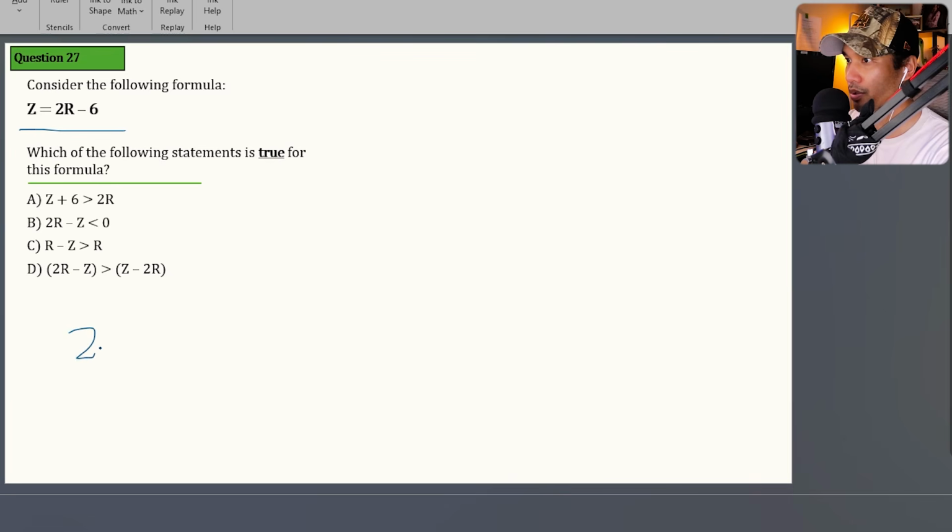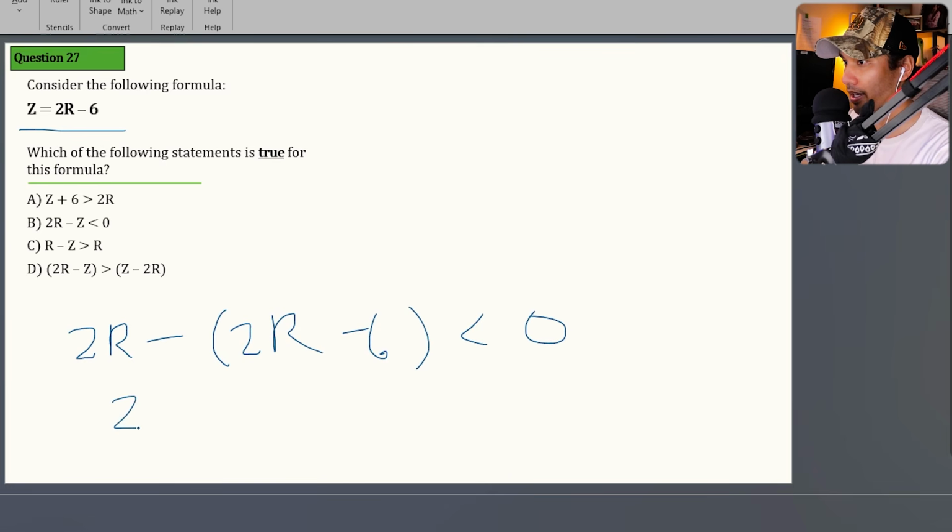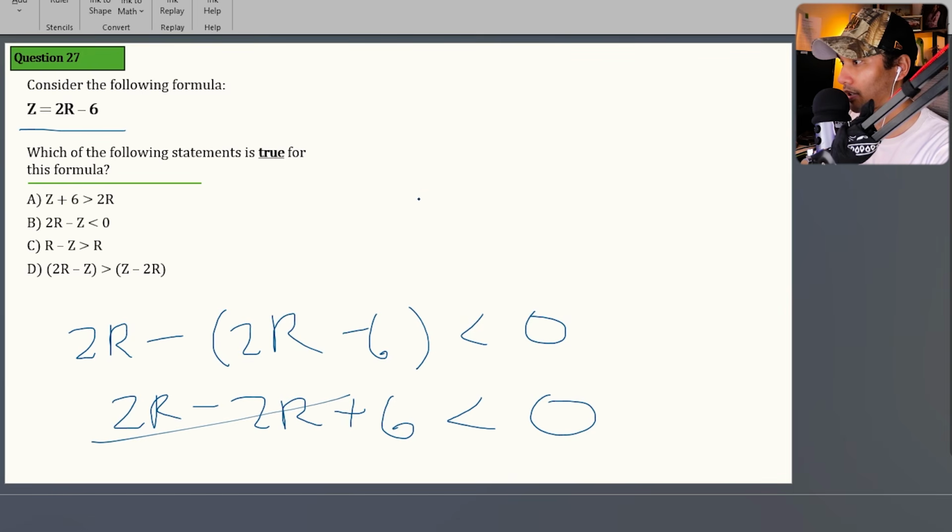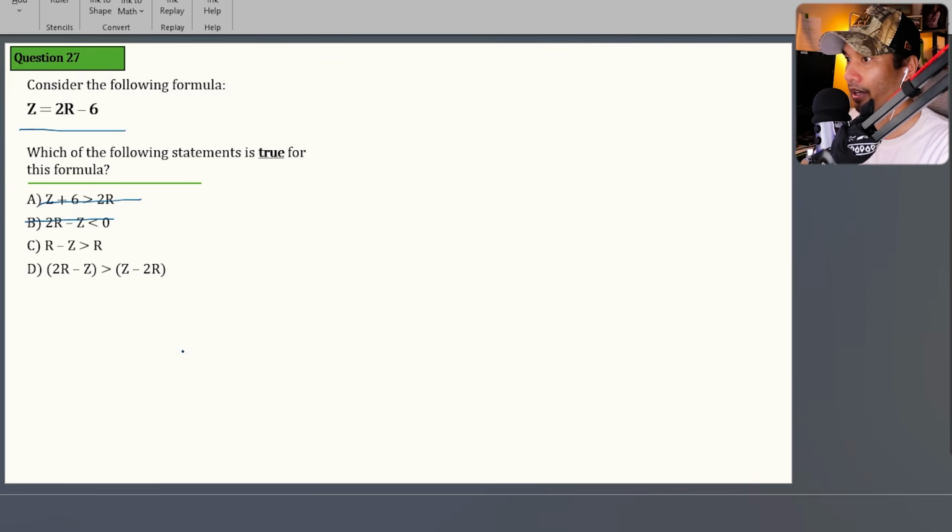And then we get 2R minus 6 is less than 0. So we get 2R minus 2R plus 6, greater than or less than 0. Cross that out. Did I do that right? 6 is less than 0. Oh, yeah, that's why. Okay. Yeah, 6 is not less than 0. 6 is actually greater than 0. This would be right, but it's this right here, and that is wrong. And then we have R minus Z, which is 2R.